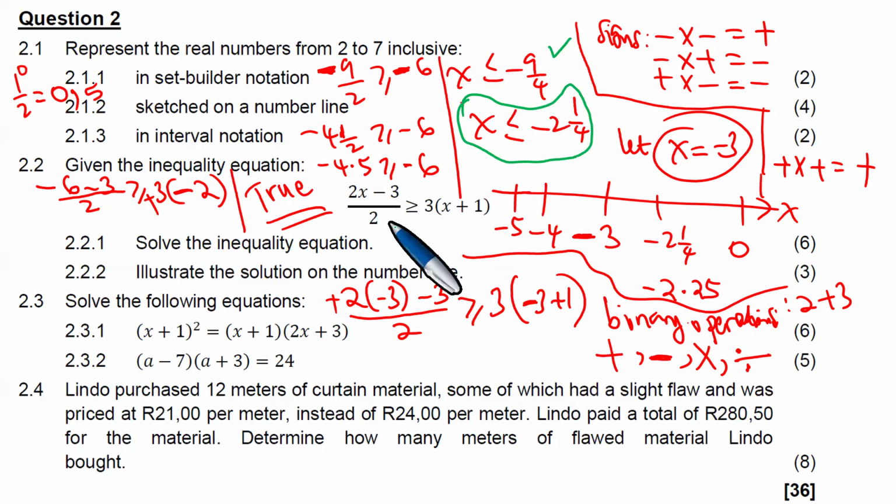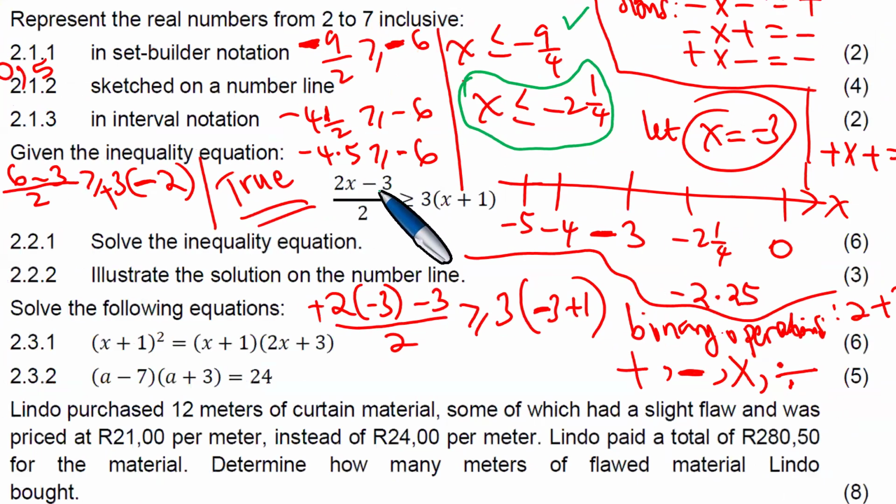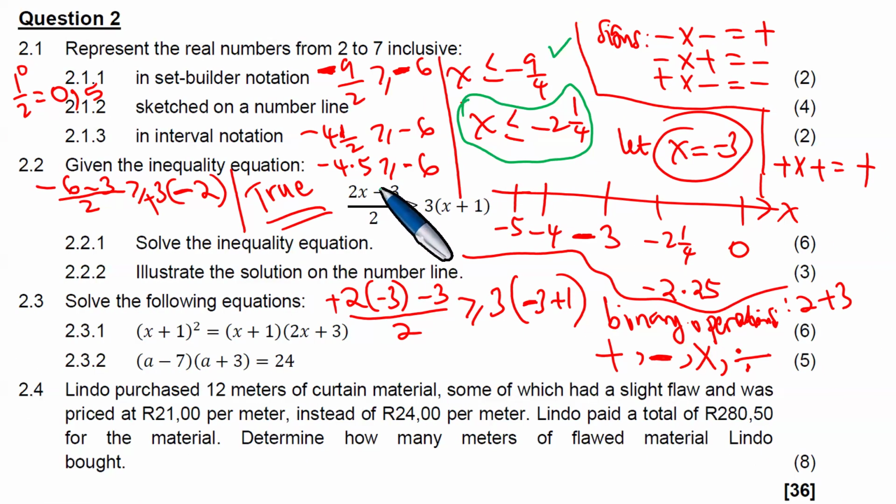We substitute to check if it's correct. If an answer is correct, we substitute into the original inequality or equation and check if it makes it true. With the inequality, the result you get must be correct mathematically. In this case, we have minus 4.5 is greater than or equal to minus 6. So that's fine. Because it's greater, we're good. Okay, let's move on to the next thing.